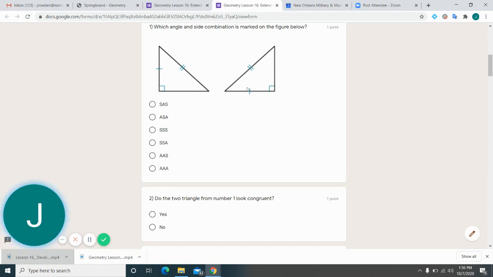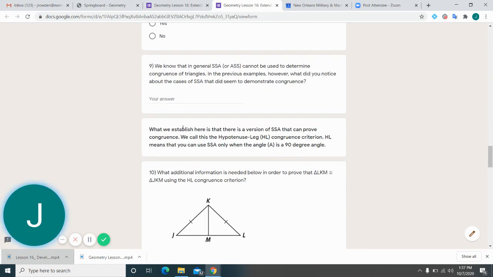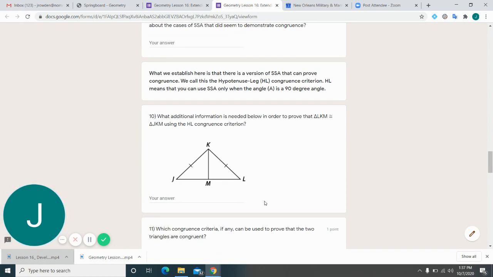But anyways, what I want you to understand is that anytime you're using SSA, it's not supposed to work, but if there's a right angle, it does work. So the main point of this lesson is this idea right here. What we establish here is that there is a version of SSA that can prove congruence, and we call it the hypotenuse-leg congruence criterion, or for short, we'll call it HL. HL basically means that now we can use SSA as long as that angle is 90 degrees. So I want to make sure you understand this. Read number 10, answer number 10, so pause, try number 10, and then press play, and I'll go over it with you.